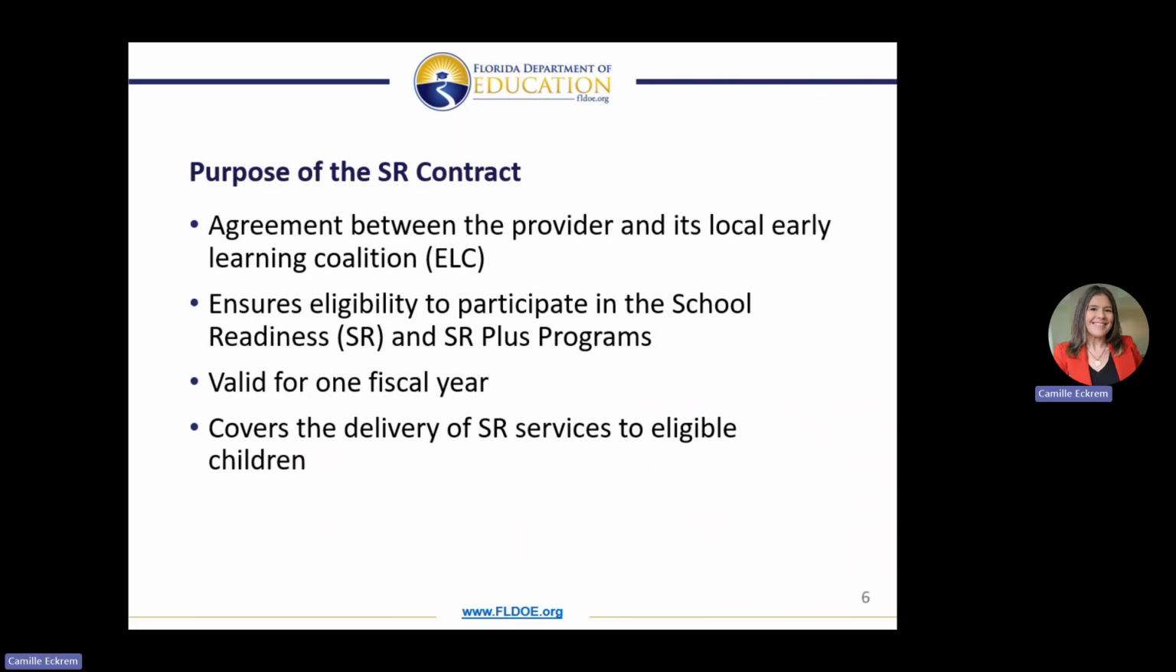Purpose of the SR contract. It is an agreement between the provider and its local early learning coalition, ELC. It ensures eligibility to participate in the School Readiness, SR, and SR Plus programs. It is valid for 1 fiscal year and covers the delivery of SR services to eligible children. The purpose of the SR contract is to formally outline the requirements, responsibilities, and standards that a provider must follow to participate in the SR program.